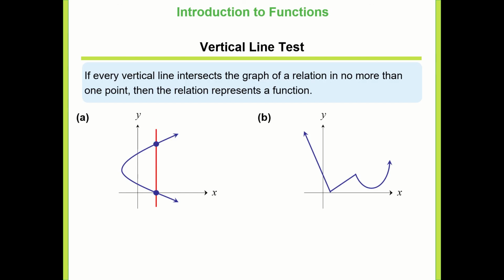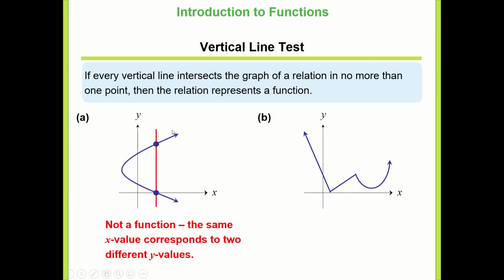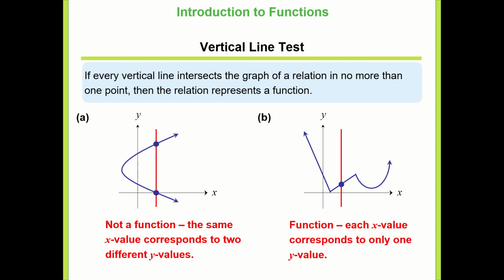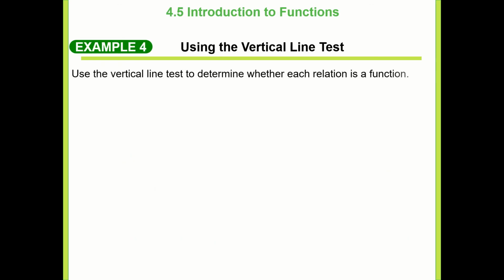Yes, this is the rule: the vertical line test. Here, you draw a line. So, is the first one a function or not? Not a function. Very good. Why? Because for one x value, we have two y values. It's the same x value corresponding to two different y values. And here, this is a function, because each value of x corresponds to only one value of y.